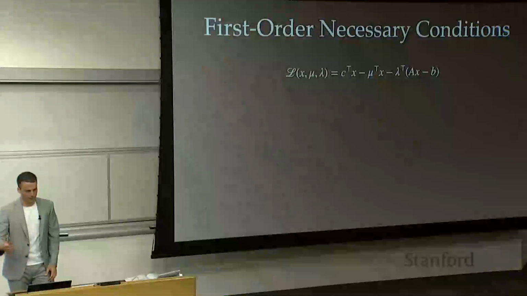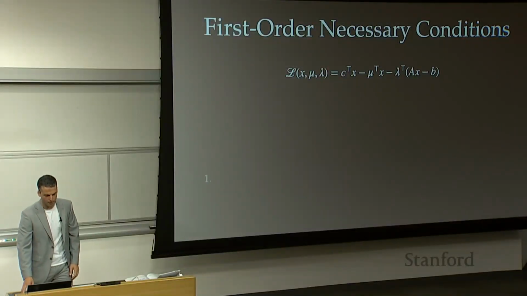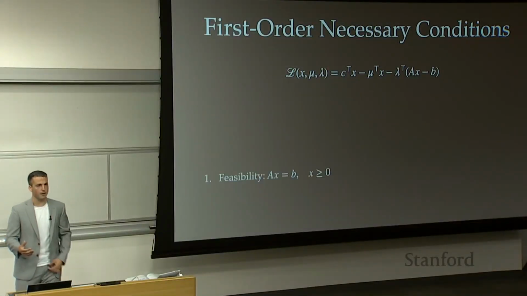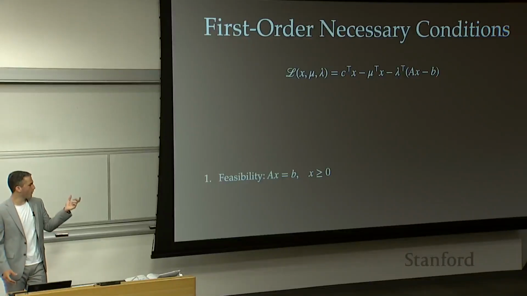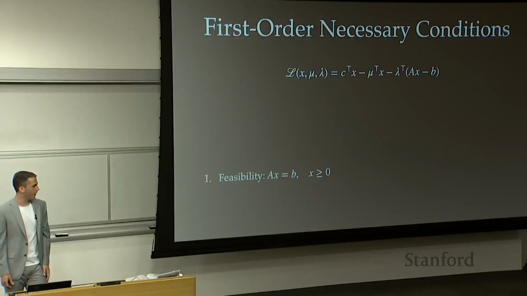Okay, so the first order necessary conditions, just recapping them here. The first one that we had was feasibility. I think this one's pretty straightforward. We just have to satisfy the constraints, right? In order for a point to be optimal here, it has to satisfy Ax equal to b and x greater than or equal to 0.